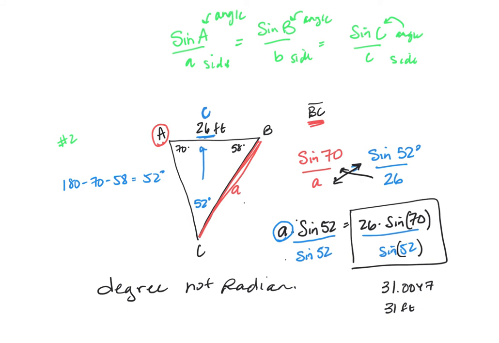Okay, let's work through number 6. Number 6 looks like something like this. This is 33 kilometers. This is 58. This is 105. And then it has labels of A, B, and C. We're looking for AC. This is the side we're looking for.